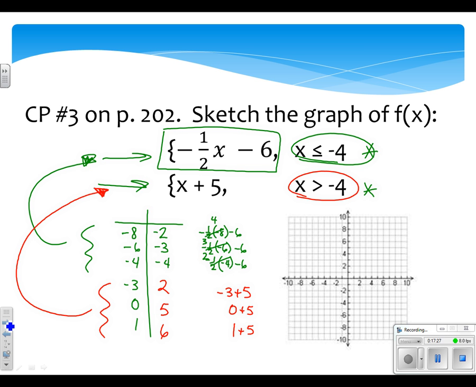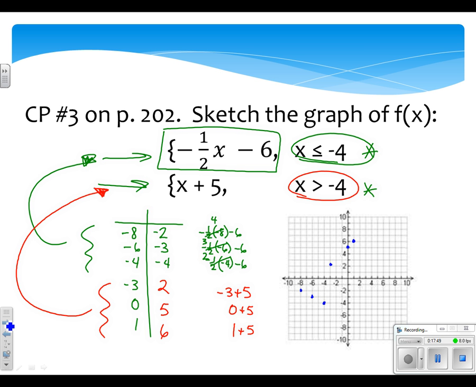-8, -2, -6, -3, -4, -4. Okay, then we had -3, 2, 0, 5, 1, 6.